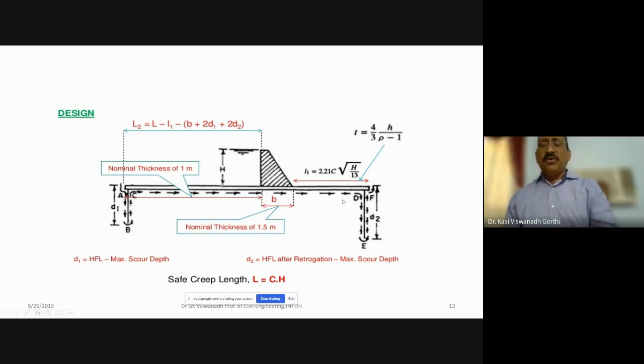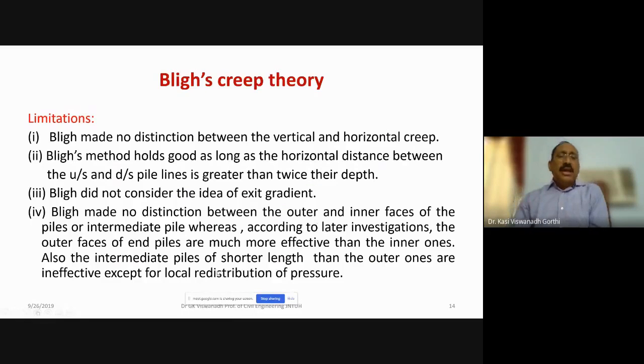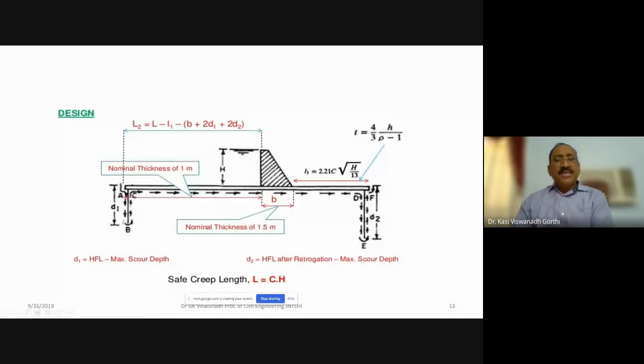Similarly, after reaching this portion here, the path of the particle would be towards the inner face first, followed by the outer face. So there is inner face and outer face. Bligh made no distinction between the outer and inner faces of the piles. So this may be an upstream pile, this may be a downstream pile. In some other cases, you may have some intermediate piles also to provide more safety. We will come back once again to that. There may be a pile which is provided in between these upstream and downstream piles, called an intermediate pile.